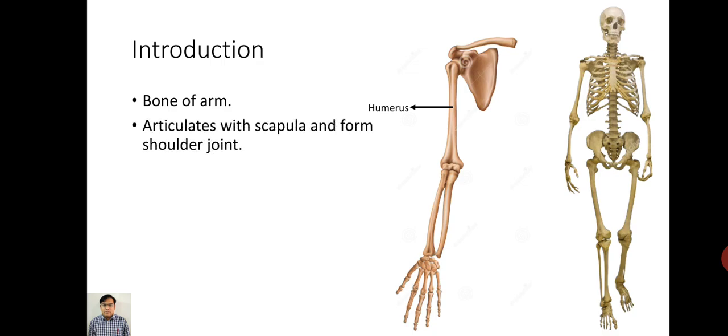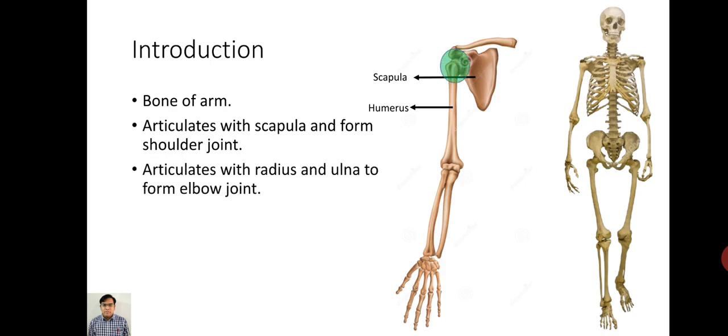Humerus articulates with scapula superiorly and forms shoulder joint. So this is scapula and this is shoulder joint. And inferiorly humerus articulates with radius and ulna to form elbow joint. This is radius, this is ulna, and this is elbow joint.